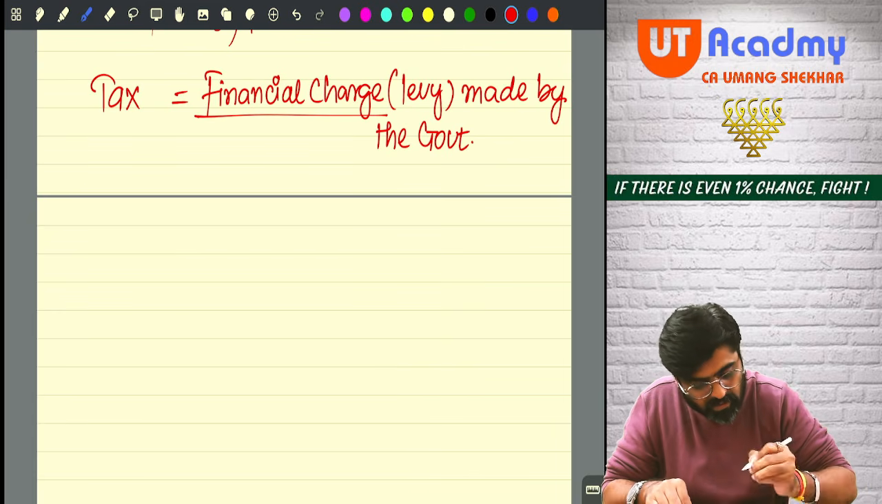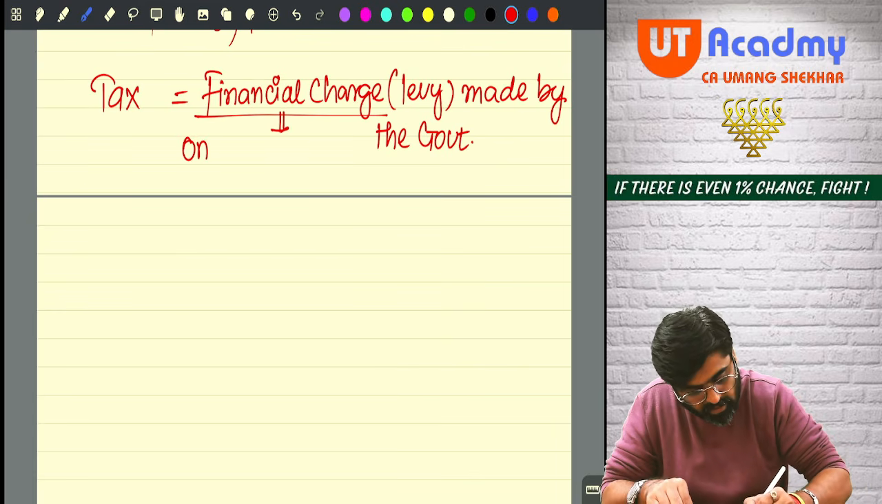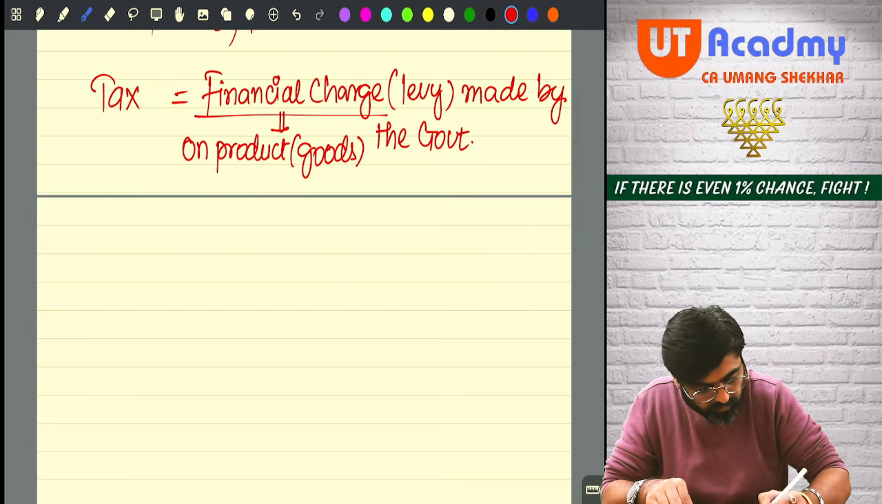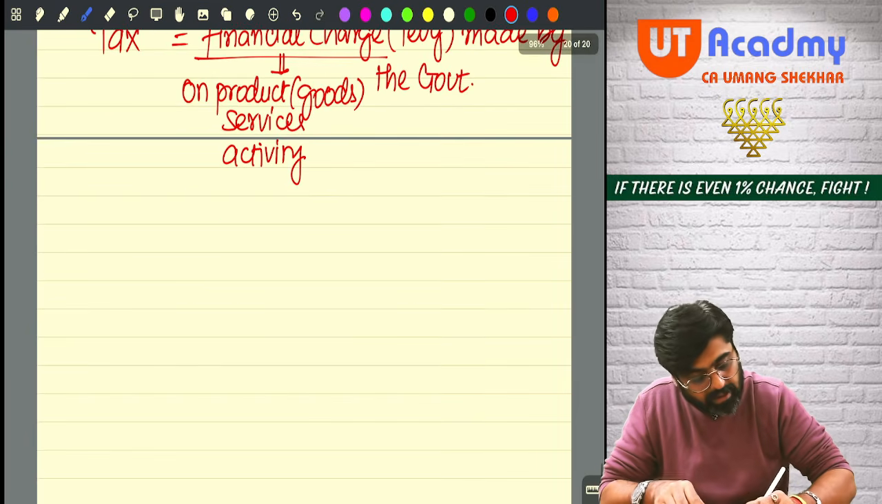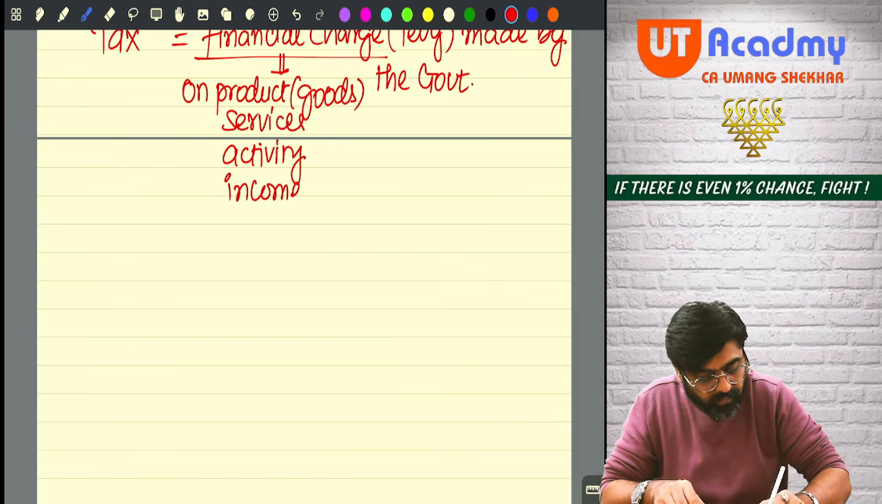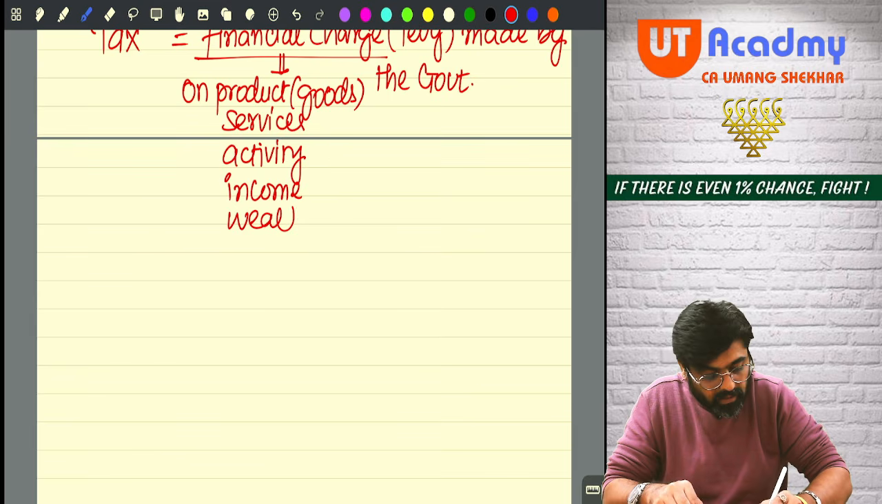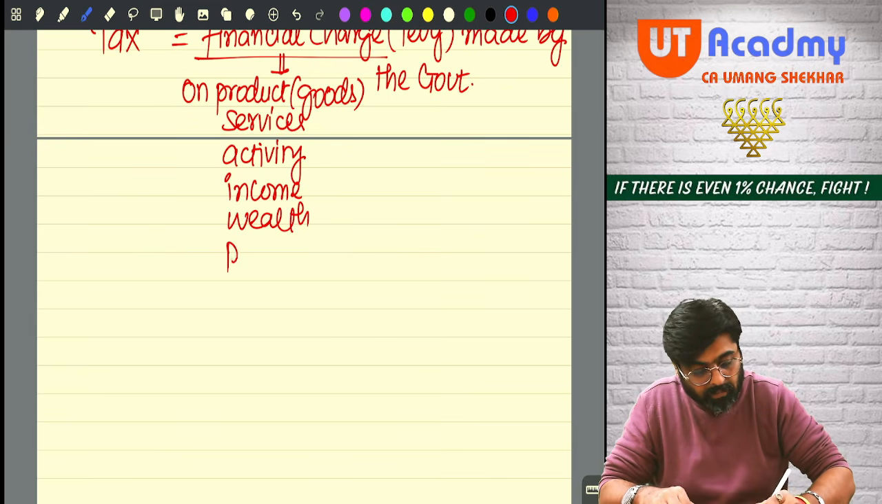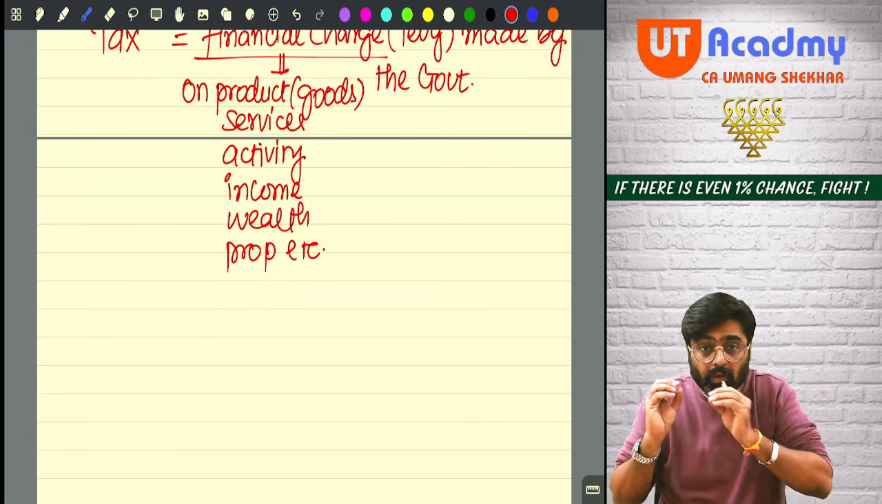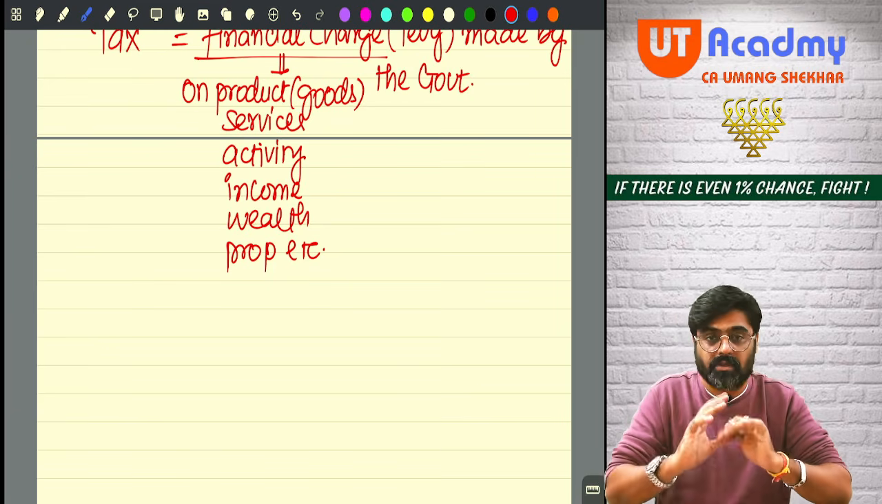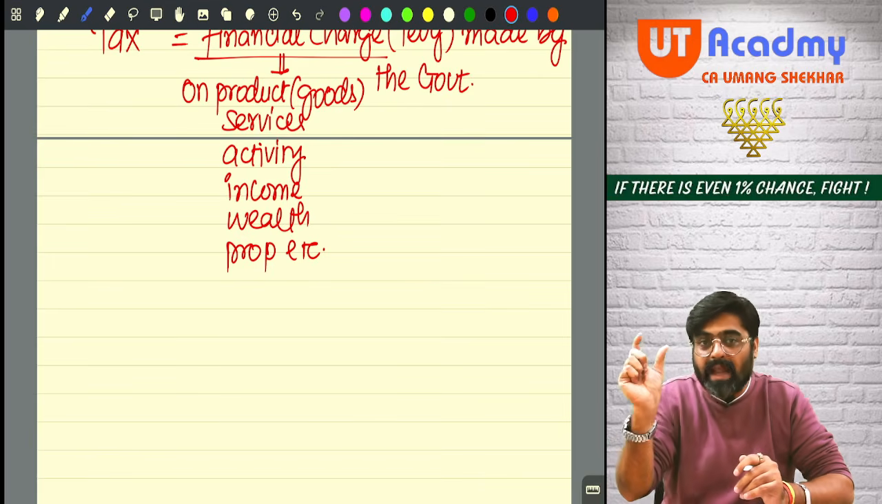This charge can be on any product, meaning any goods, or it can be on services, or it can be on any activity, or it can be on income, it can be on wealth, it can be on property, etc. There are many things on which the government can put a financial charge. Okay, so it can be our income.